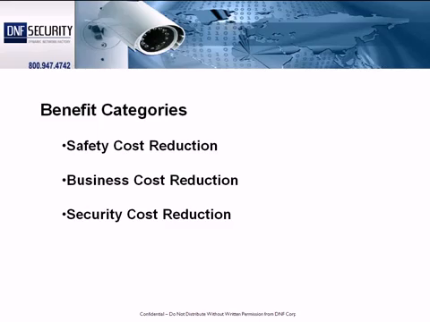This chart looks different for each product and benefit category. Its purpose is to match benefits and requirements to cost. Benefit categories include safety cost reduction, business cost reduction, and security cost reduction. These are the savings associated with the benefits derived.